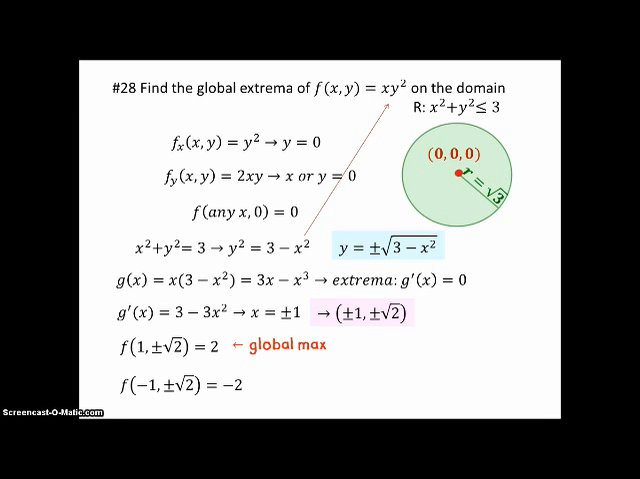So pretty obviously that's the global max, because 2 is bigger than 0, what we found out earlier from the partial derivatives. We got 0. And the negative 2 is the global min. Now, what's happening at 0? Well, that's probably a saddle point, but they didn't ask, so we won't tell.